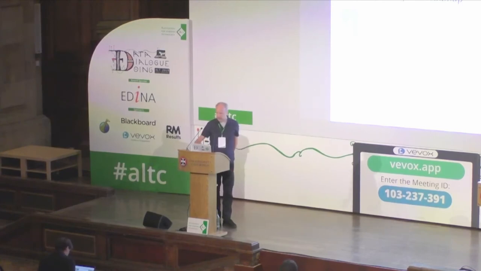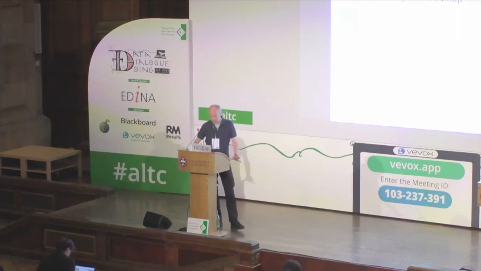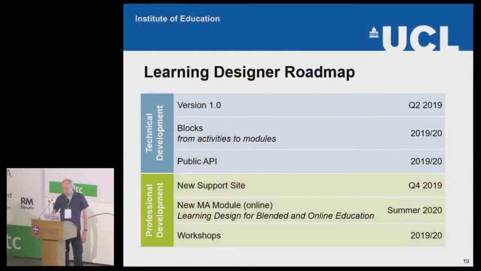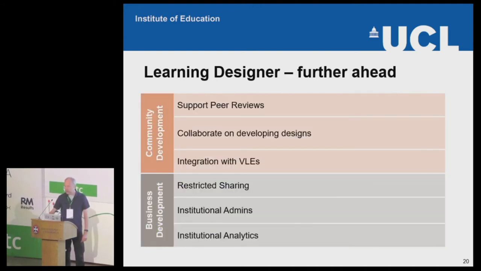Let me just finish off. This is the learning designer roadmap. Version 1.0 already exists. And the next step is we want to develop blocks so that we can bundle activities into a module. The public API is already working, but it's undocumented yet, so not available to you. Wait a little bit. We want to develop a new support site. In April, I'm starting a new MA module, fully online, which is about this topic here. And we also want to offer some workshops without any accreditation in order to do better learning designs.